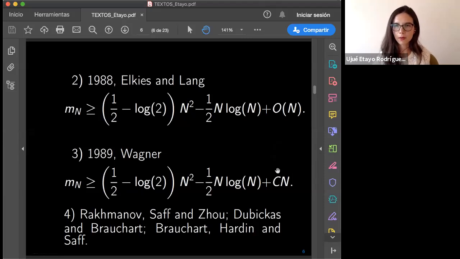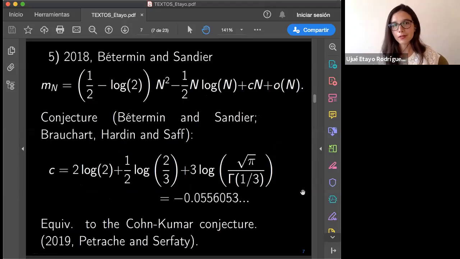And then we have several works by Rakhmanov, Saff, Dubickas, and Brauchart, Hardin, and Saff, working on specific values of this capital C. And that was everything until 2 years ago. Bétermin and Sandier came with this beautiful result.